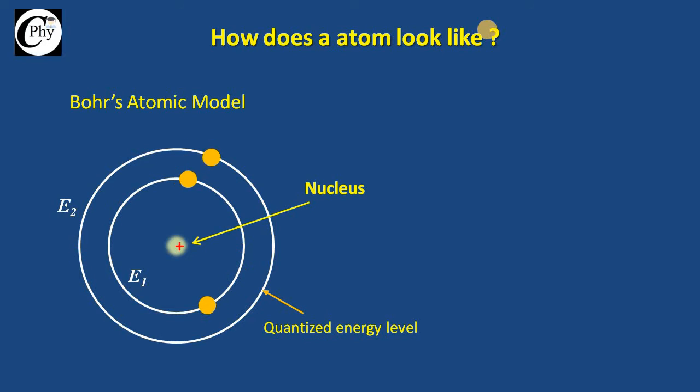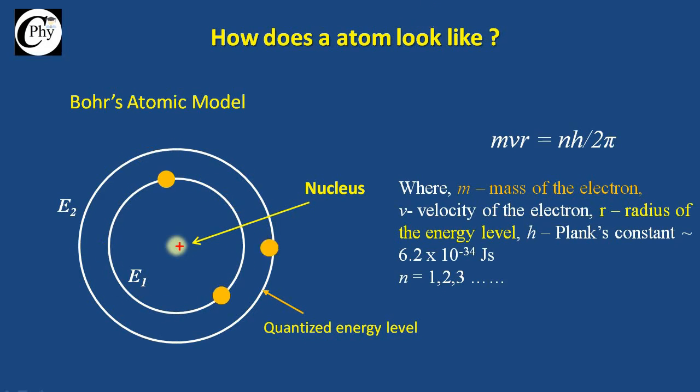So as I have mentioned before, electrons revolving in energy levels have some definite angular momentum, and this angular momentum is equal to an integral multiple of h divided by twice pi, that is m v r = n h / 2π, where m is the mass of the electron, v is the velocity of the electron, r is the radius of the energy level, h is the Planck's constant, which is equal to 6.2 into 10 to the minus 34 joule second, and n is simply an integer.